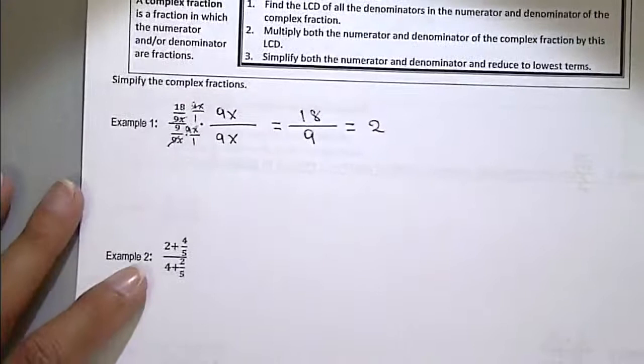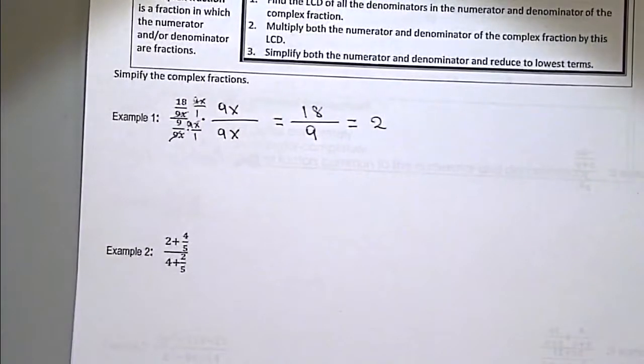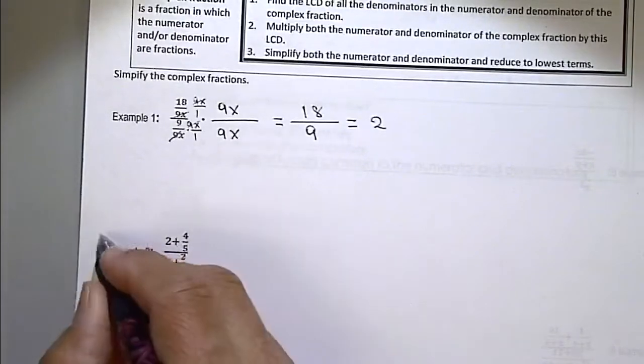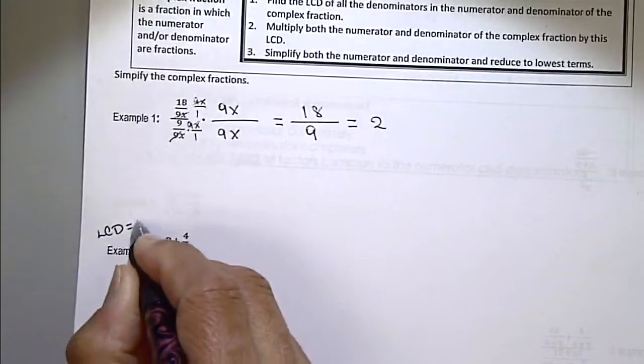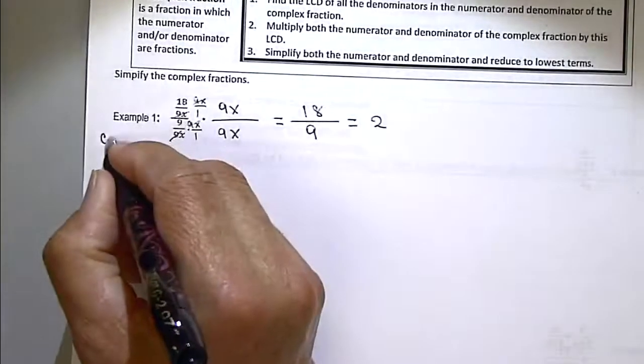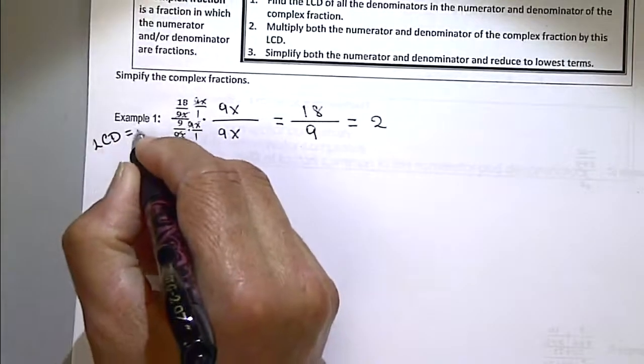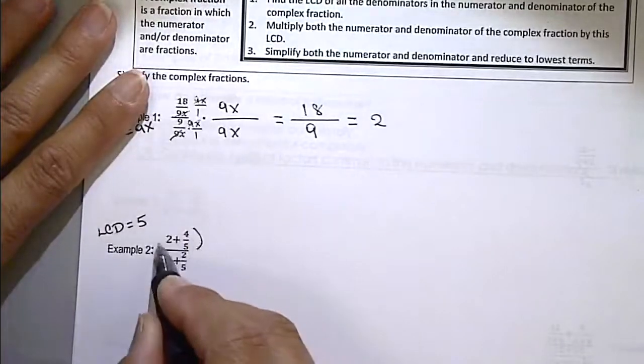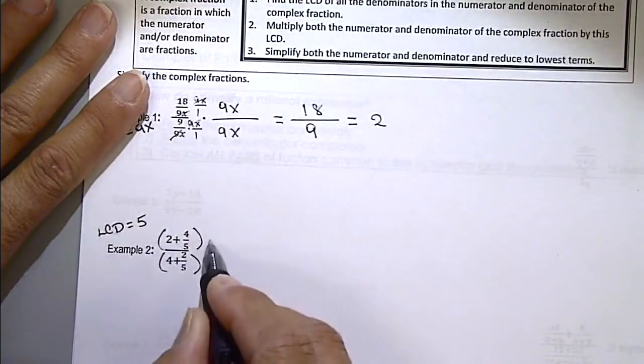Let's try this one. They aren't the same at all. I mean, the numerator on this one is 2 plus 4/5. Well, I cannot add those or do anything with them until I have fixed this, can I? But what I want to do is say, okay, what's my common denominator? Well, I have a 5 here, a 5 here, and I have a 5 here. My LCD for this one is 5, isn't it? Just like my LCD here was 9x. So I found it. Now I'm going to multiply this numerator and this denominator both by 5.